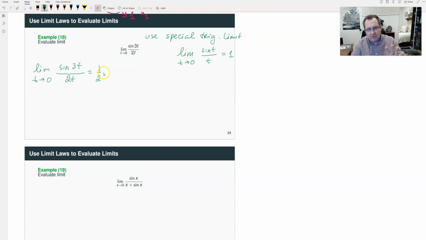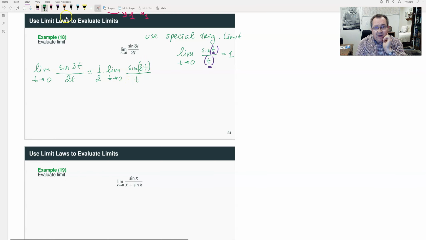I can put it up front: 1/2 of the limit as t goes to 0 of sine of 3t, and this 3t sits inside sine, divided by t. And I realize that it looks similar but not the same. If I would like to match the pattern, I would like to have inside the sine the same expression as I have in the denominator. Inside the sine, I have 3t. In the denominator, I don't have the same.